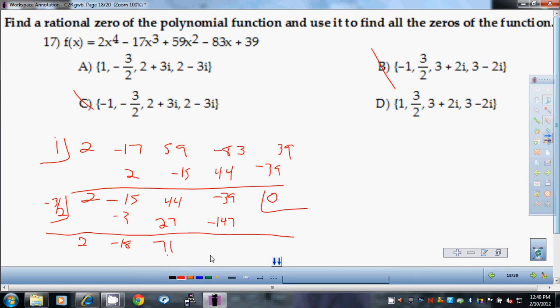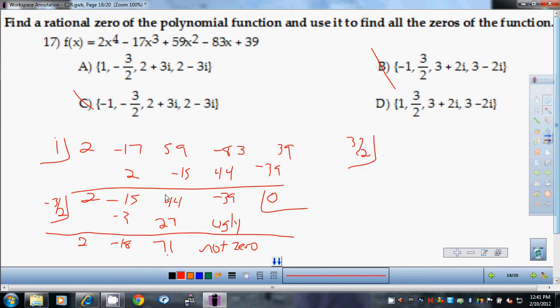71. Oh, that's even worse. That's extremely prime. So this is going to be ugly, not 0. Which is good. We know that one wasn't it. So let's try 3/2. Let's try positive 3/2. Well, that's kind of cool looking.